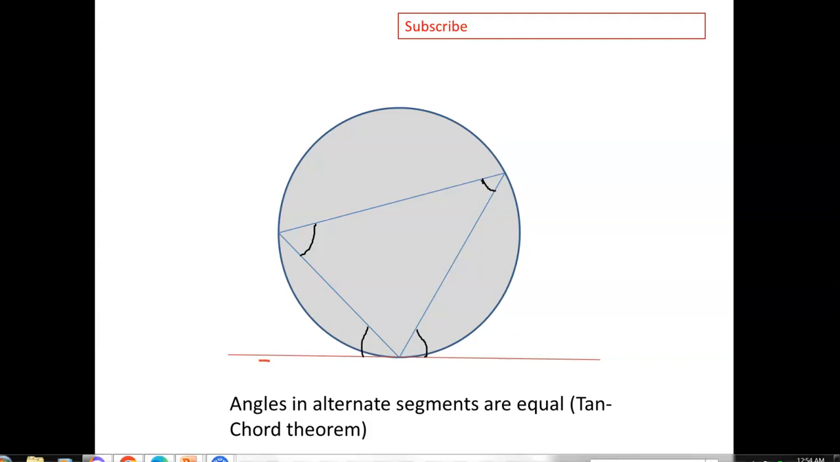On this theorem also, the alternate segments are equal to each other, meaning the angle that we're forming here will be equal to the angle that we're forming there. Same thing applies. If there is 20, the angle forming there must also be 20 because they are alternating segments. The angle that you form here, let's say we call this one y, will be equal to the angle that you form there because they are alternate segments. We call that the tan-chord theorem. So don't forget, the alternate segments must be equal to each other.